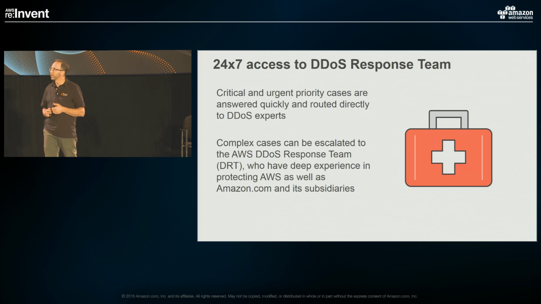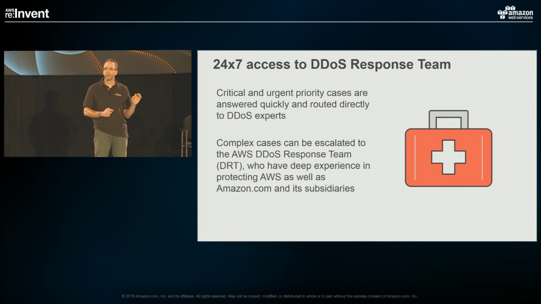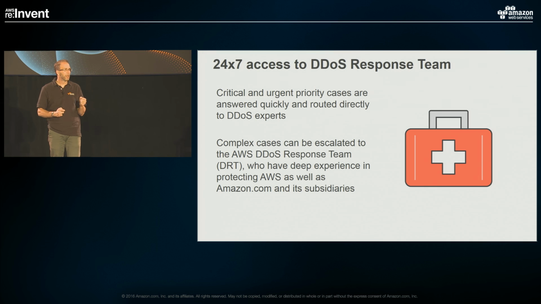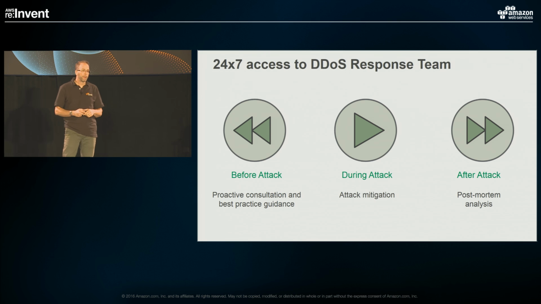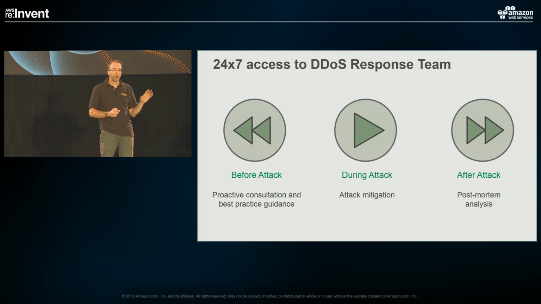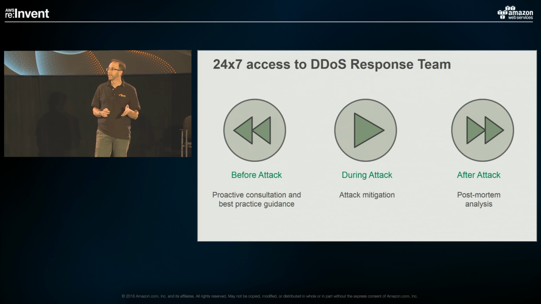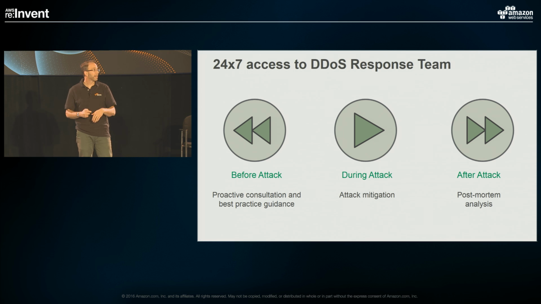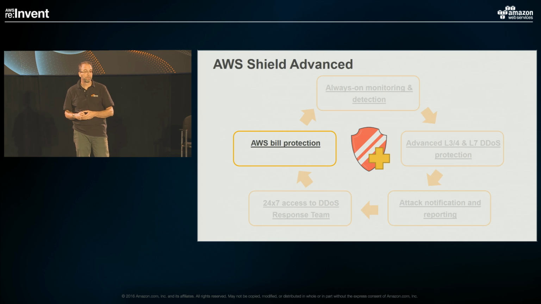We talked already about some of this 24/7 access to the DDoS response team. Again, there are easy ways, if you're an AWS Shield Advanced customer, to very quickly get your cases escalated to that team. And again, they have very deep experience, not just with mitigating DDoS attacks, but with mitigating DDoS attacks within the AWS cloud. And again, that engagement can be proactive before an attack occurs, can be during an attack to help you figure out what's going on and quickly apply mitigations, and then also after an attack to do post-mortems to figure out, hey, how do we get better prepared for the next attack that comes?